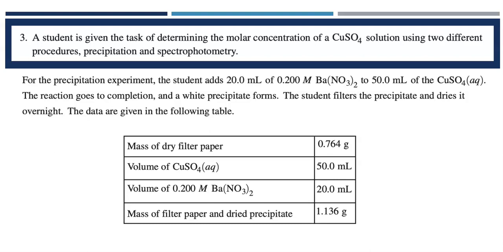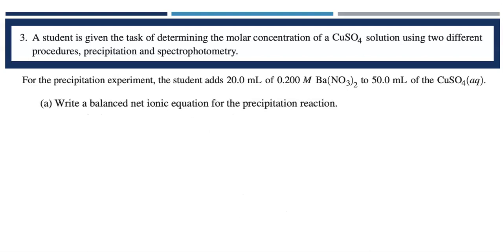So we've got this really long setup. We haven't even gotten to the first part of the problem yet. So finally comes part A. Write a balanced net ionic equation for the precipitation reaction. So I've hidden all the things that aren't part of writing this equation. We've got barium nitrate reacting with copper 2 sulfate. And we know we're going to form a precipitate.